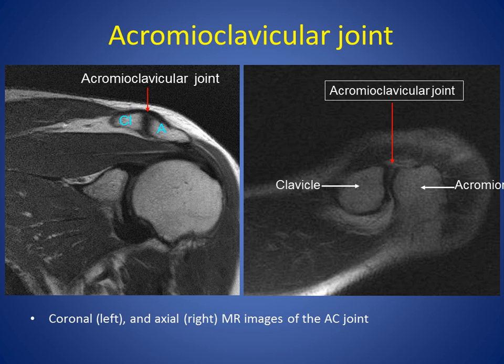Corresponding MR anatomy. On the left image is a coronal image of the AC joint. You can see the superior capsular ligament shown well, and also the inferior capsular ligament. On the right image is an axial image. In this case, you can see a small anterior capsular ligament as well.